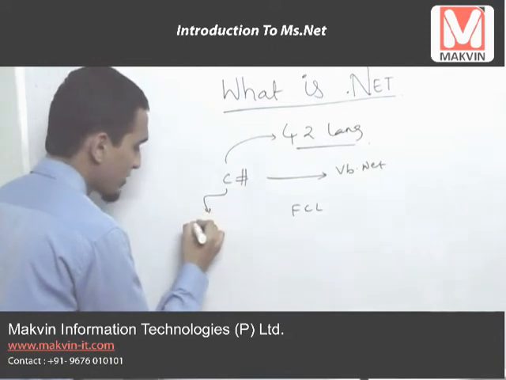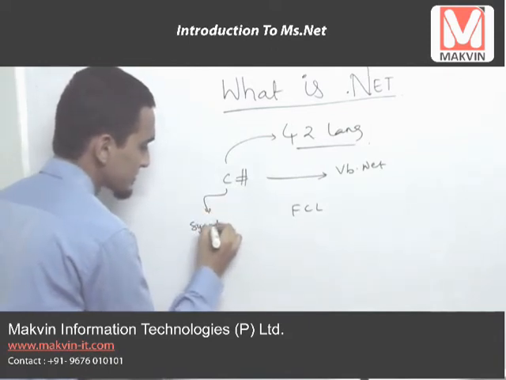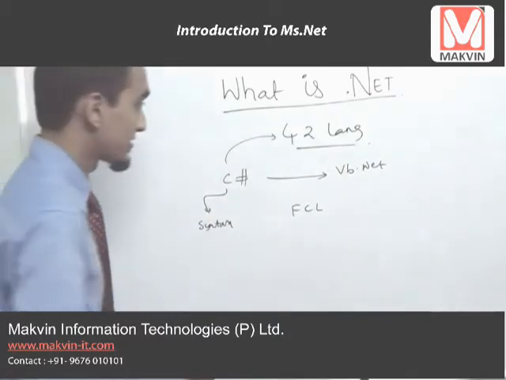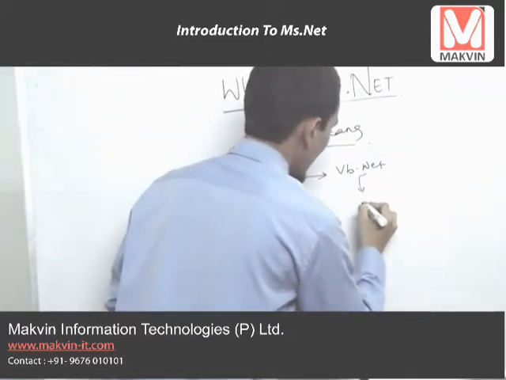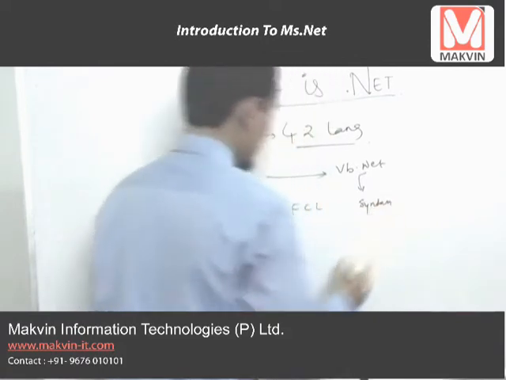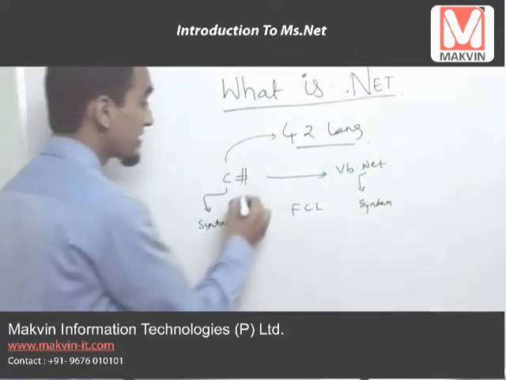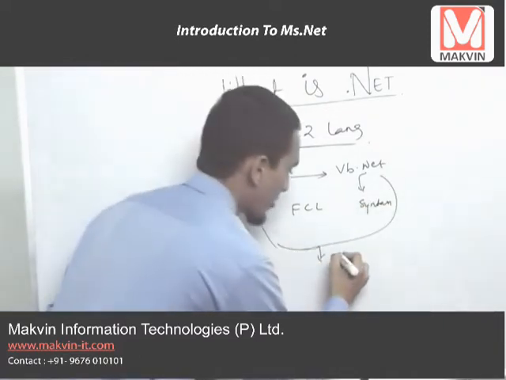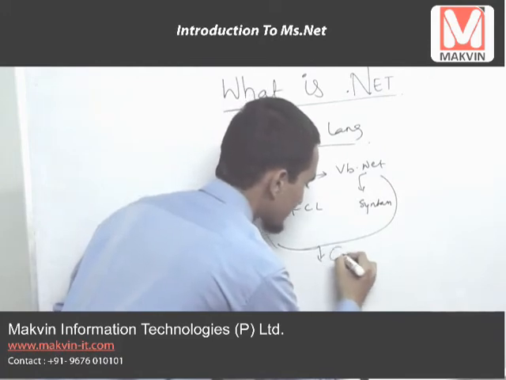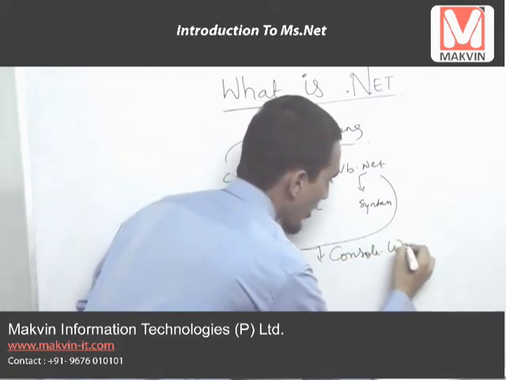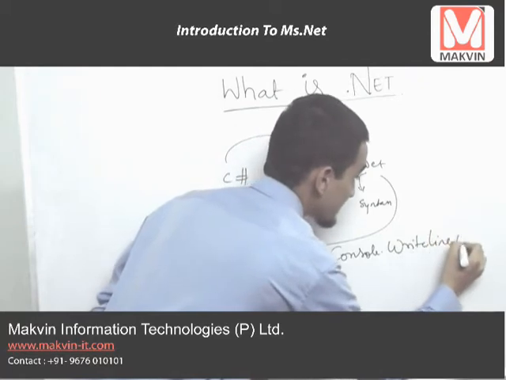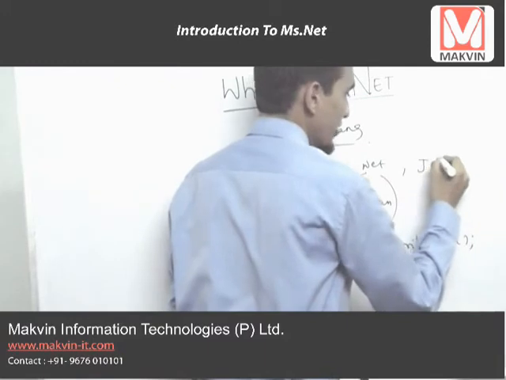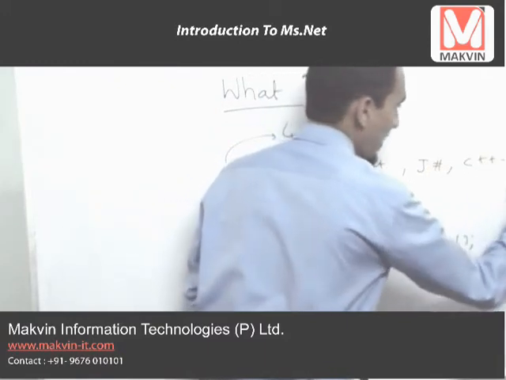C# follows its own syntax, whereas VB follows its own syntax. But the class libraries are the same in both languages. If you want to print something, you need to call a class library function called Console.WriteLine. This holds for C#, VB.NET, J#, C++, and many languages.